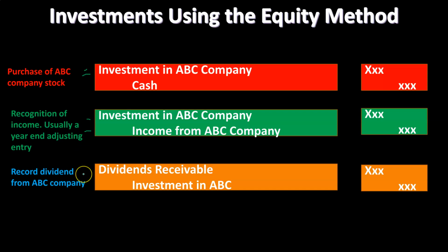And then what happens when they have dividends? So we record dividends from ABC Company. Then we're going to have dividends receivable, or you could think of it as cash. If we haven't gotten the cash when they declare the dividends, we'll have dividends receivable. If we wait till we get the cash, we would debit cash. So dividends receivable. And then we're not going to be crediting dividend income, because again, we already recorded the income up here.